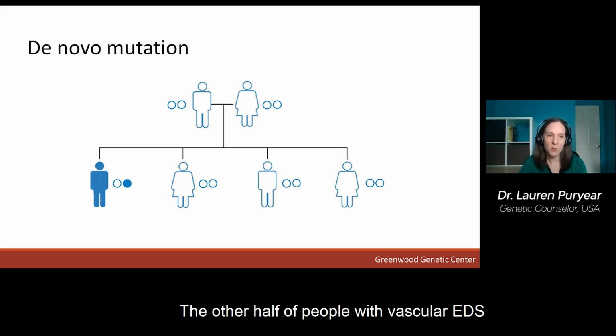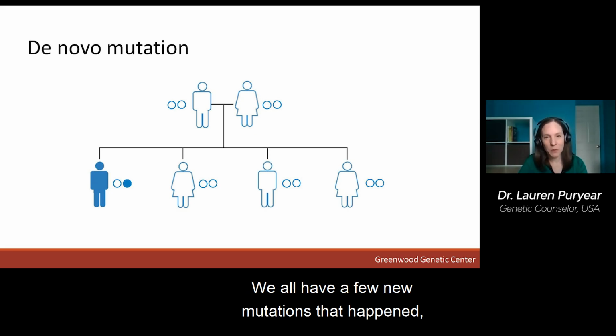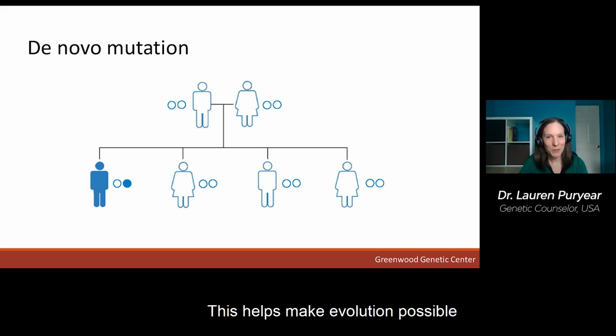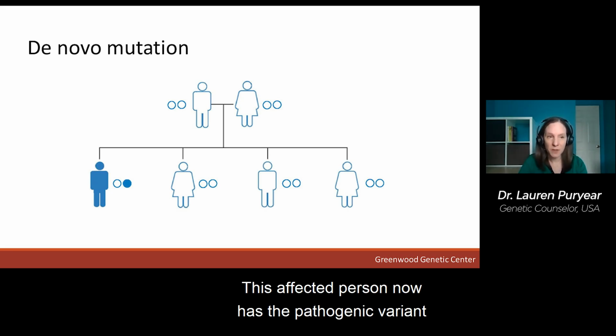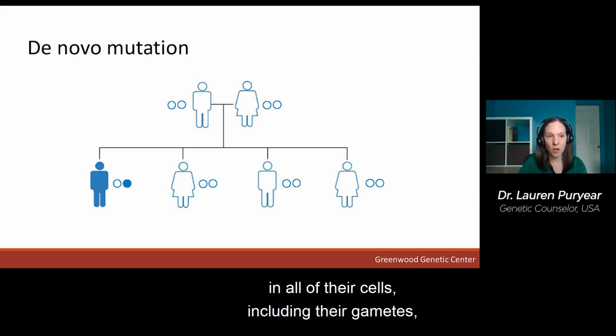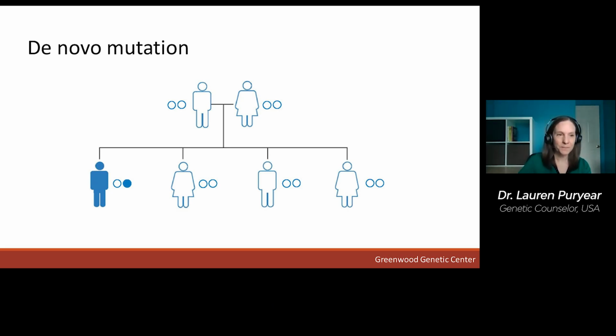The other half of people with vascular EDS have it as the result of a de novo or new mutation. We all have a few new mutations that happened in just the sperm cell or the egg cell that created us. This helps make evolution possible, but it also makes some people the first person in their family to have a genetic condition like vascular EDS. This affected person now has the pathogenic variant in all of their cells, including their gametes, so they have a 50% chance to pass it on each time they have a child.